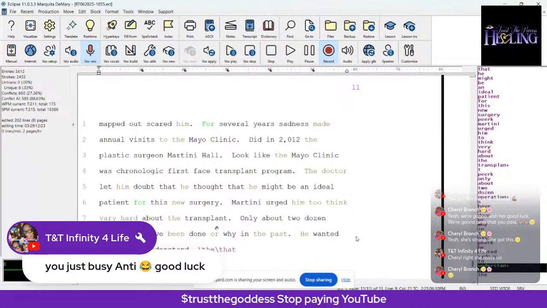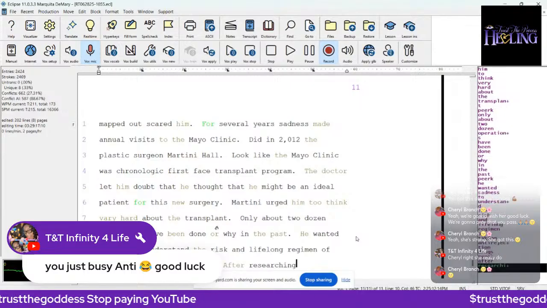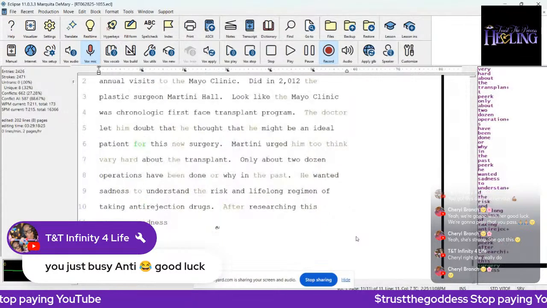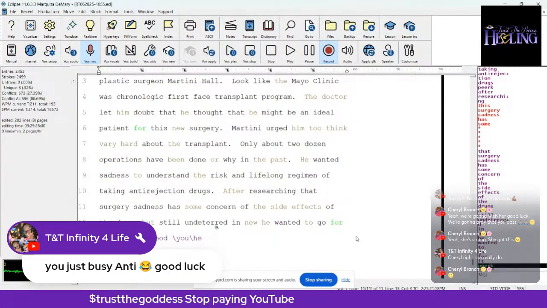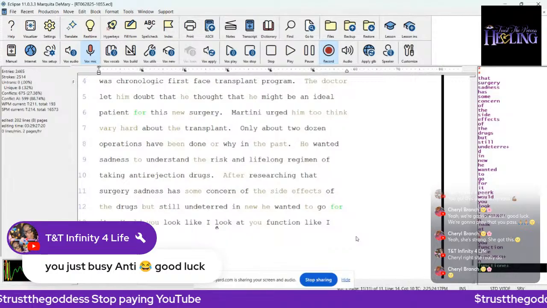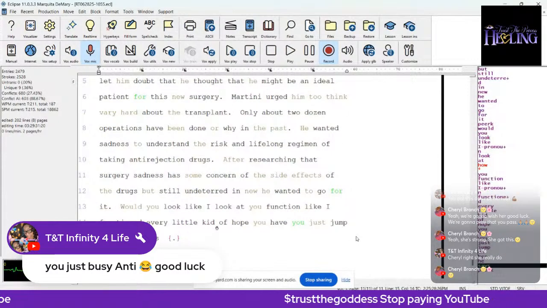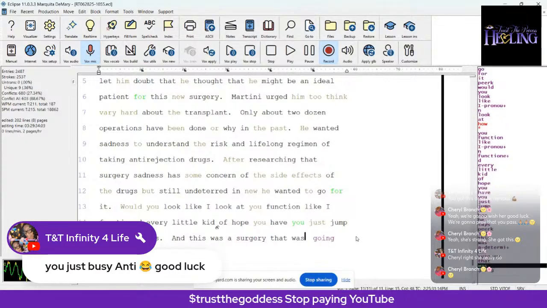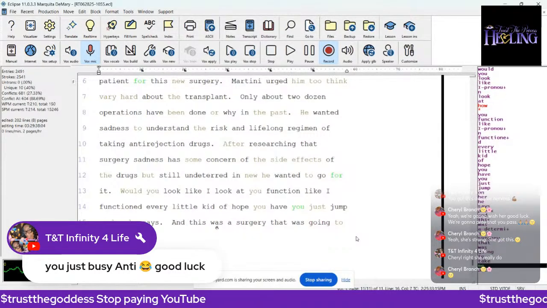After researching the surgery, Sandness had some concerns about the side effects of the drugs, but he was still undeterred and knew he wanted to go for it. "When you look like I looked and you function like I functioned, every little bit of hope that you have, you just jump on it," he says. "And this was the surgery that was going to take me back to normal." He knew he had to jump on this amazing opportunity.